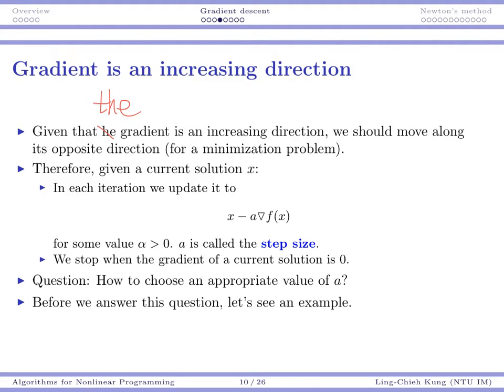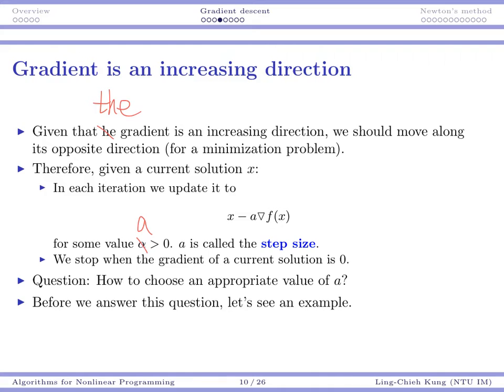Okay, so now given a current solution x, in each iteration I'm going to update x to the next solution, which is x minus a times the gradient of f of x. So this is my gradient, and I want to move along its opposite direction. That's why this is negative. And the last thing that remains is to choose a value a, which is called the step size. So in each step, I want to move for a certain length. That depends on my step size.